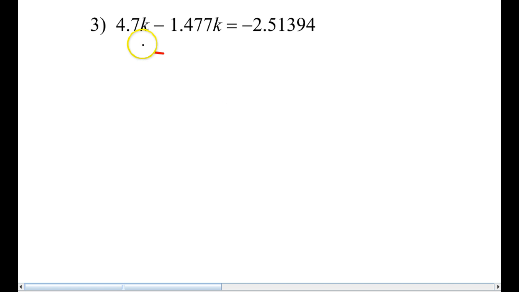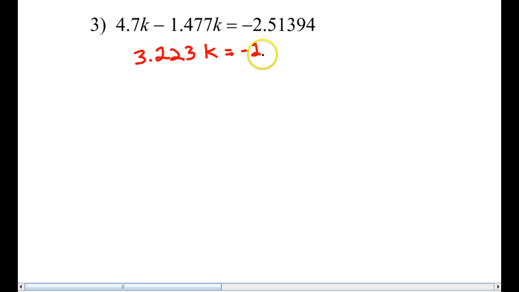Skip down to 3. Same thing. So 4.7 minus 1.77. What is that? This is where the calculator comes in handy. 3.223. Okay.